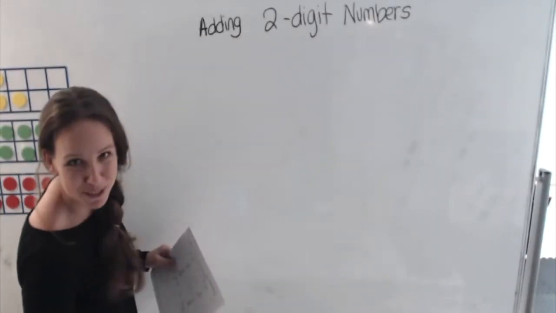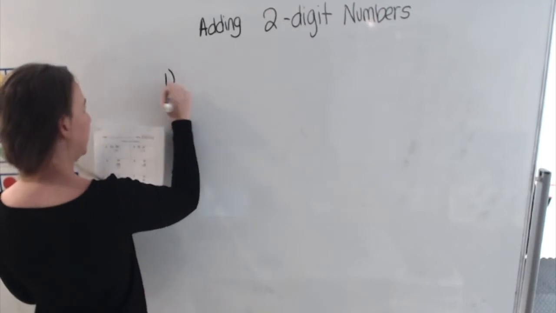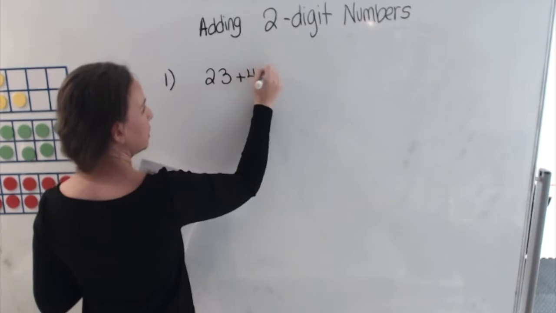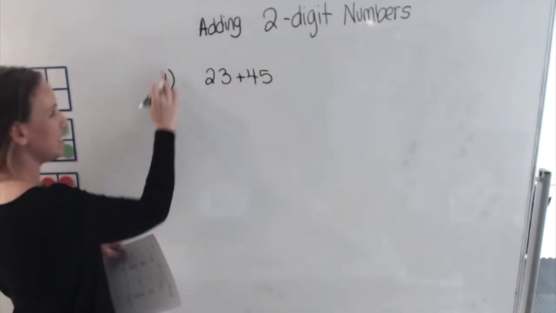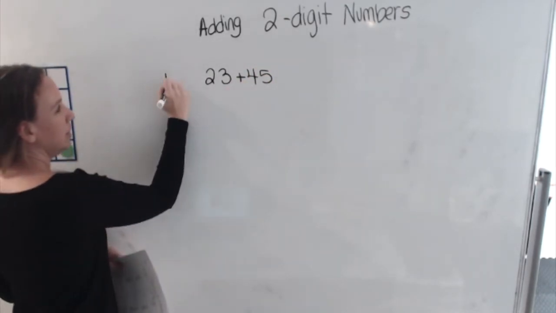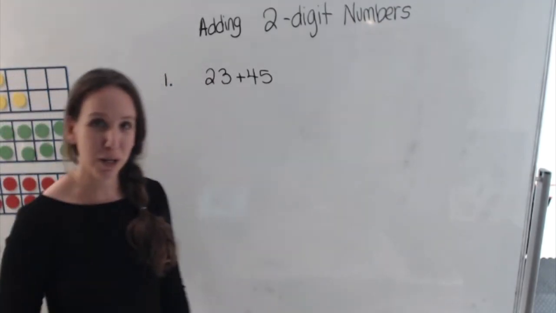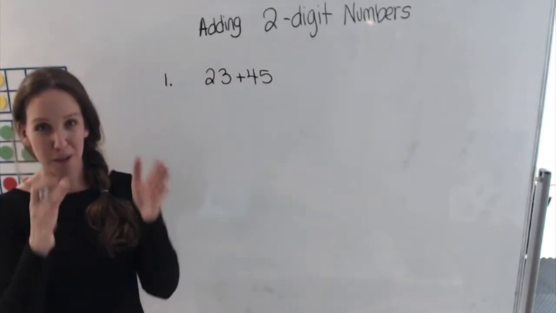Whoops, my cap was on. Problem 1 will be 23 plus 45. But you know what? You're not going to see this symbol right here. You're going to see it with a little dot. My mistake. So again, just like I said before, we're going to line up our numbers up and down.